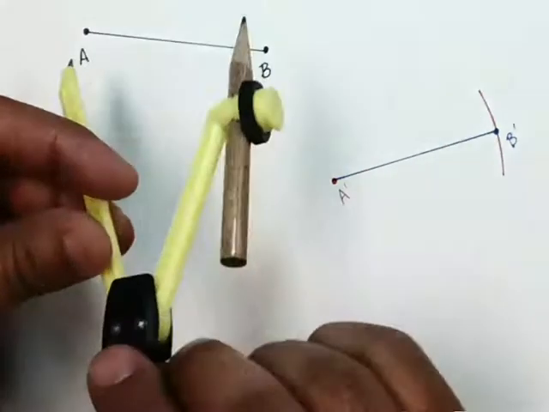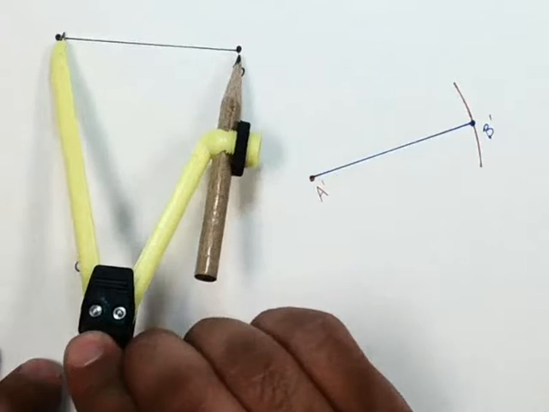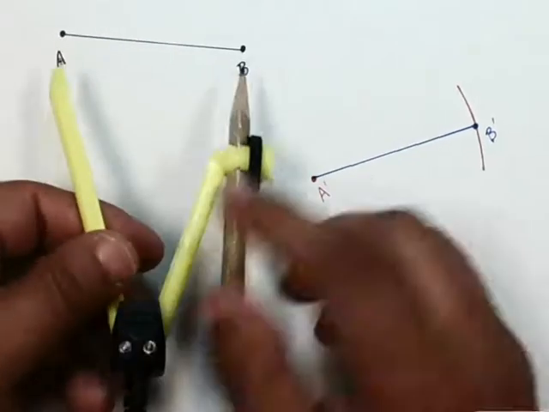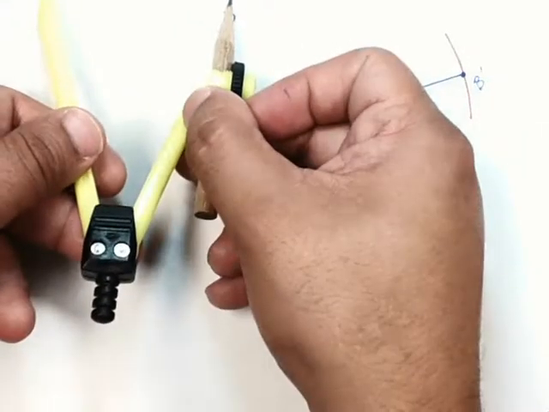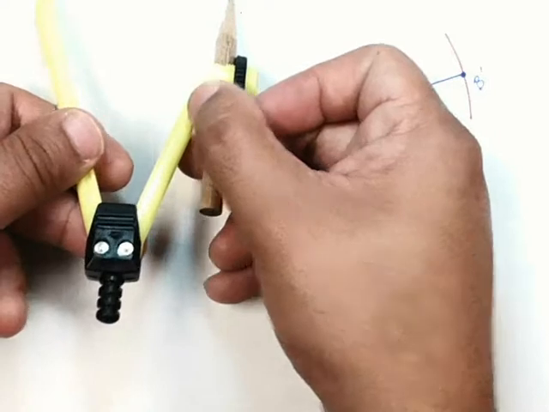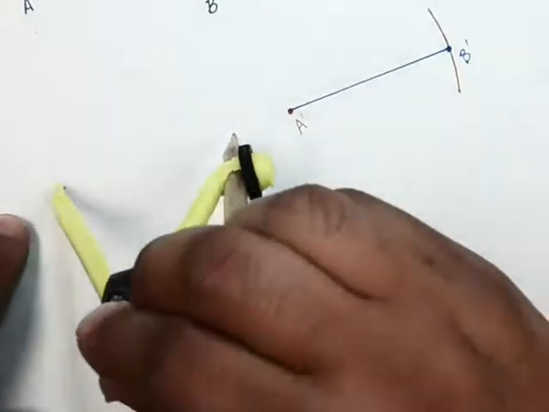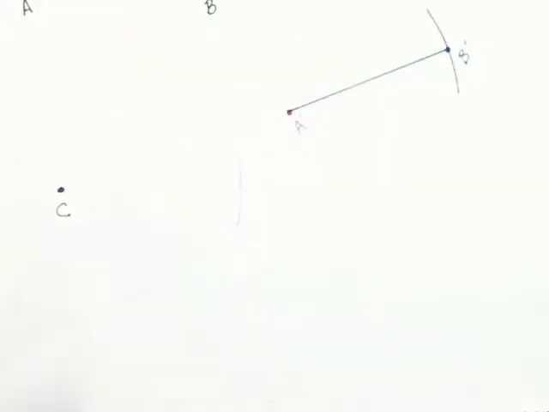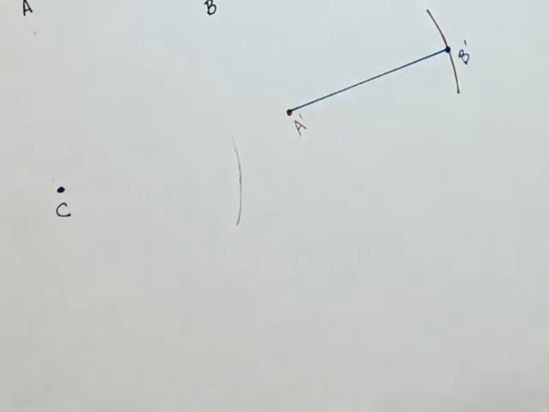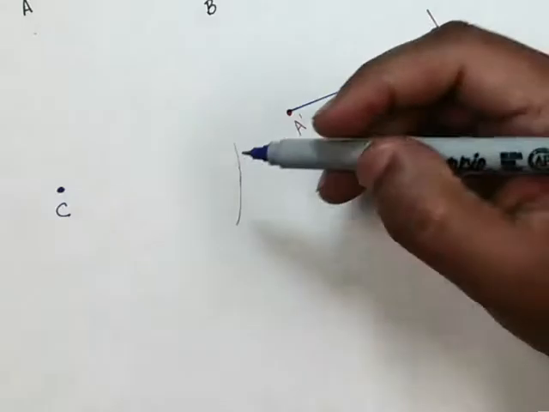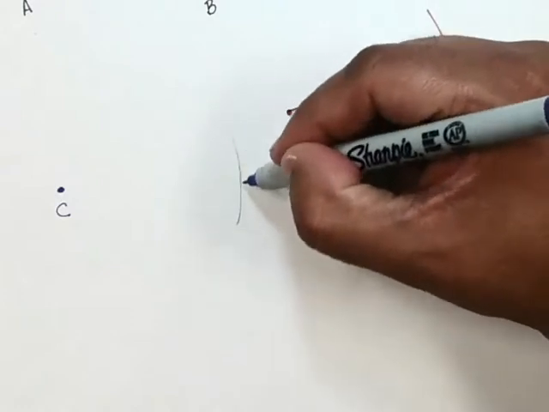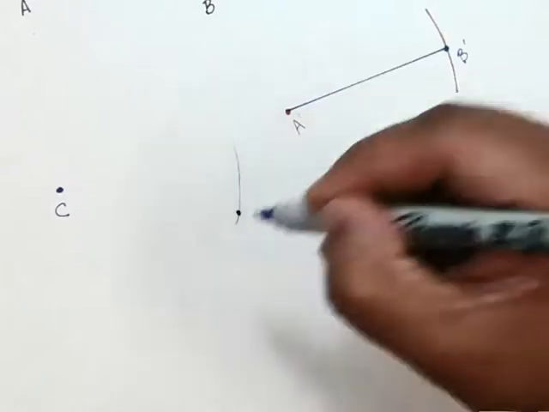Now you want to be very careful not to move those 2. You want to keep them as close to the setting as possible without moving them. Then you're going to put the metal tip on C, and you want to make an arc, like so. And just like before with the other method, if I pick a point on that little arc here, we'll call this one D.